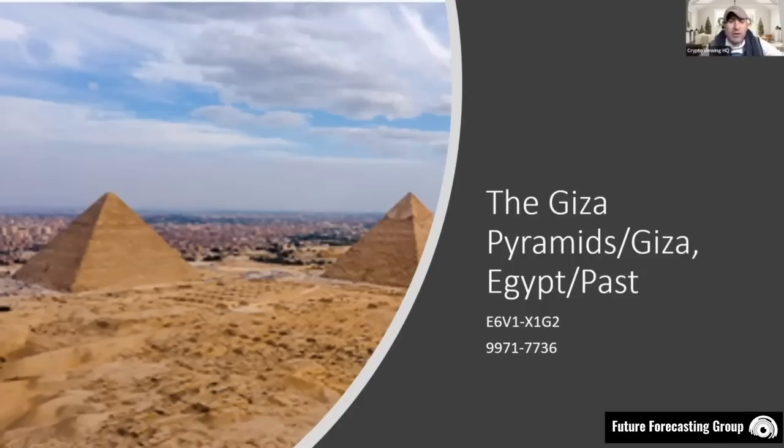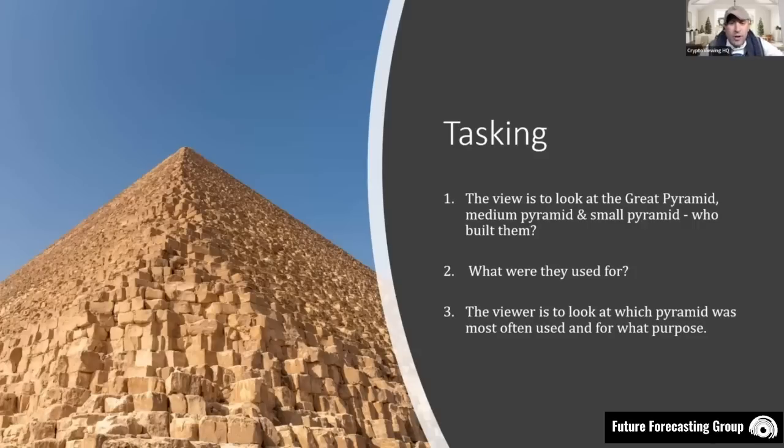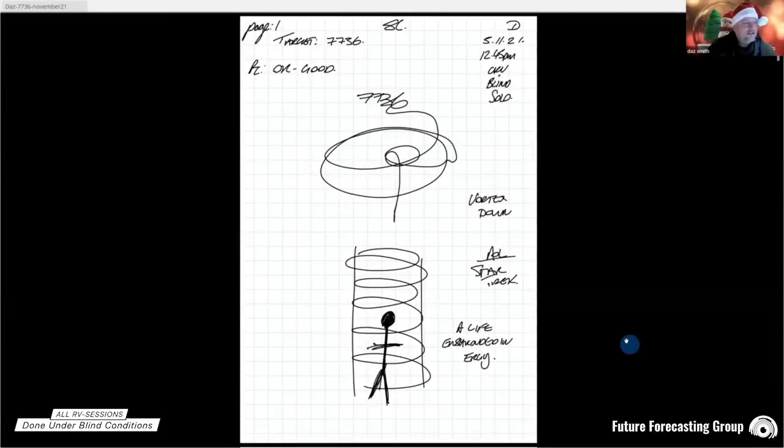Yeah. Here was the tasking. The viewer is to look at the Great Pyramid, Medium Pyramid, and Small Pyramid. Who built them? What were they used for? The viewer is to look at which pyramid was most often used and for what purpose. I think I got some good data.